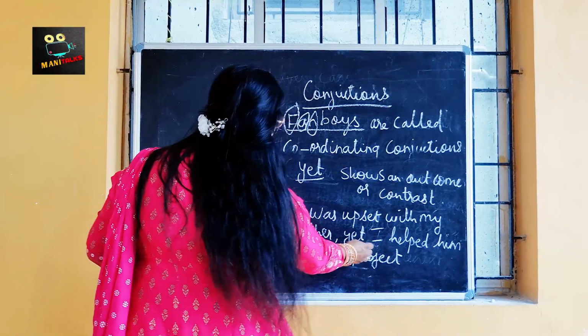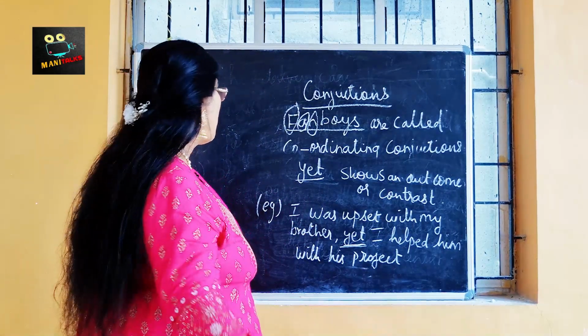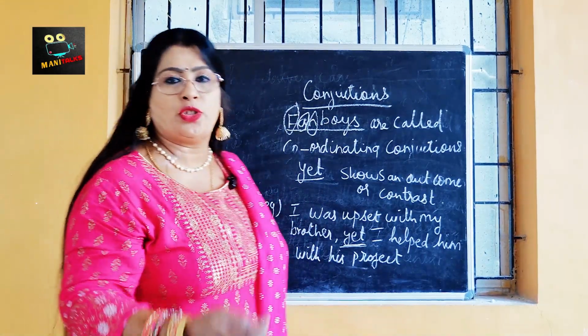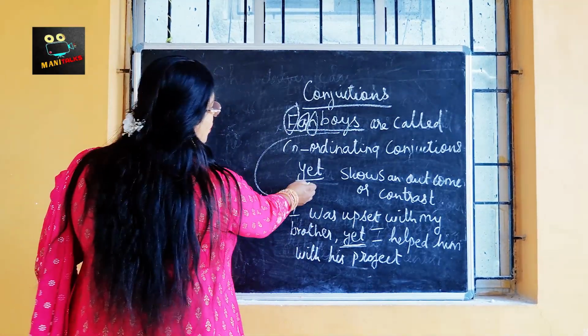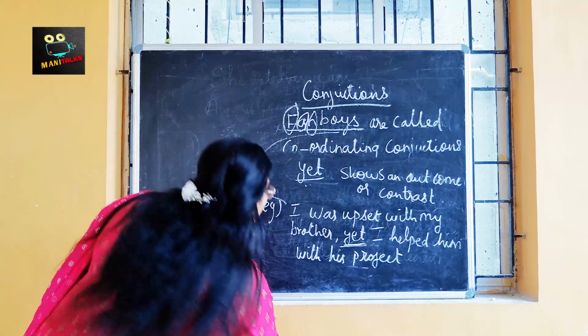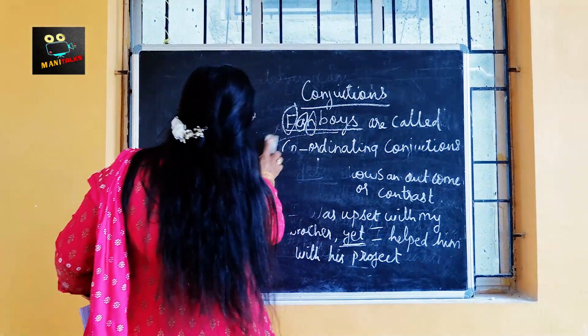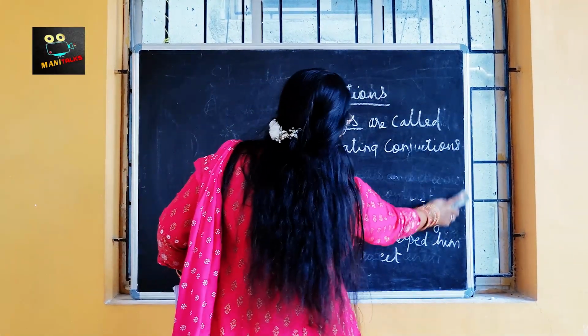Okay, so now you have yet here. I was upset with my brother, yet I helped him with this project. So yet comes here for this coordinating. I've given you an example for yet also. Okay, the last and final is what? Tell me students. Yeah, very good.